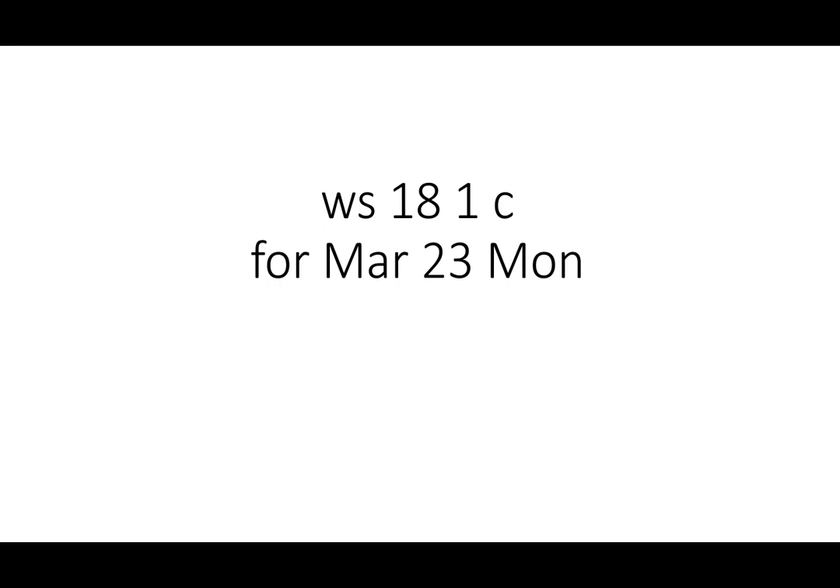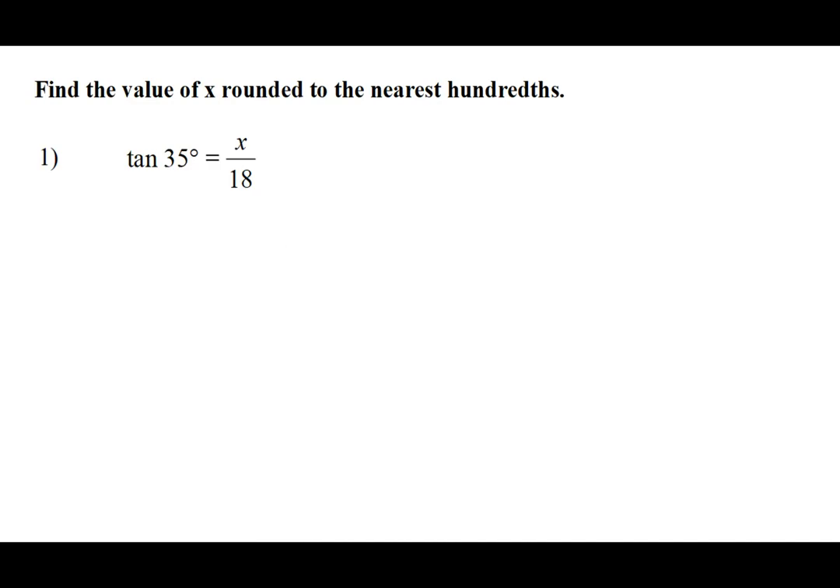Okay, Monday's worksheet 18.1. Most of the questions should be a review for you guys. So number one, find the value of x, round it to the nearest hundredth. So x is on top. If you just want the x by itself, you've got to get rid of the 18 in the denominator. So it's a fraction. Easy, just multiply by the 18 to get rid of the fraction, and the 18 will cancel out.